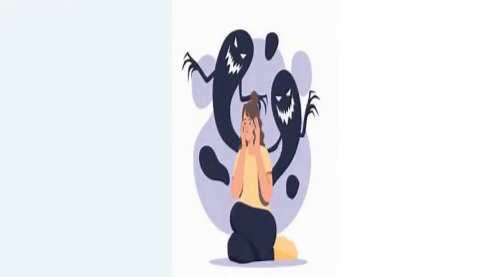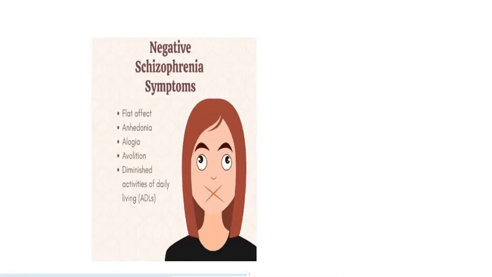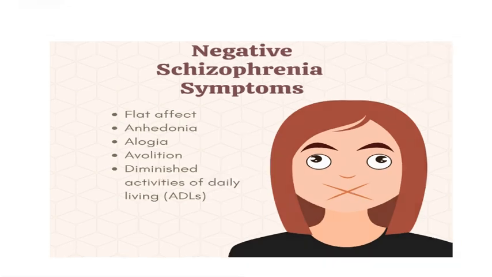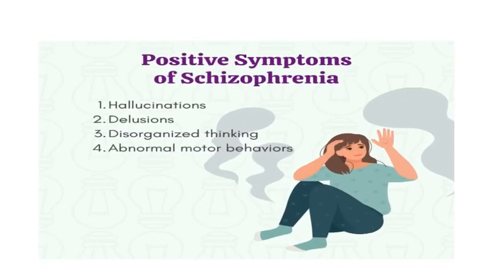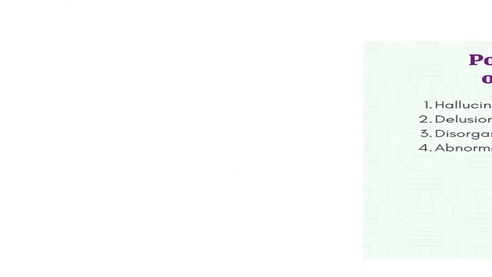Symptoms of schizophrenia. There are negative and positive symptoms. Negative symptoms refer to what is abnormally lacking or absent in the person with a psychotic disorder. They include flat affect, anhedonia, alogia, avolition, and diminished activity of daily living. Positive symptoms of schizophrenia represent additional behaviors not generally seen in people without the condition. They include delusions, hallucinations, disorganized thinking, and abnormal body movements.